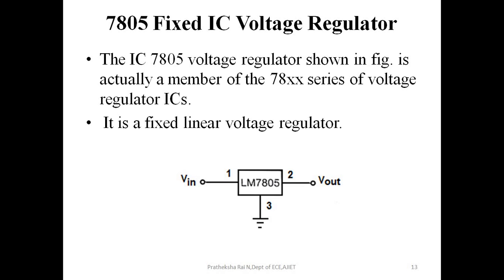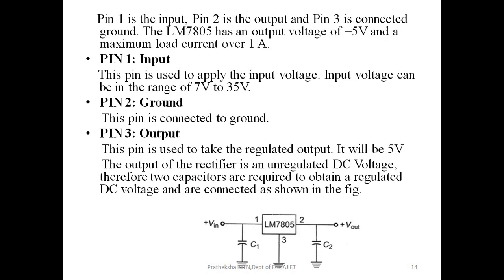Now let us see about the 7805 fixed IC voltage regulator. We know that it will provide a regulated output of 5 volts. It is a member of the 78xx series of voltage regulator ICs, and it is a fixed linear voltage regulator. As we know, it has 3 pins: 1 is V in, 2 is V out, and 3 is the ground. Pin 1 is the input, pin 2 is output, and pin 3 is connected to ground. The LM7805 has an output voltage of plus 5 volts and a maximum load current over 1 ampere.